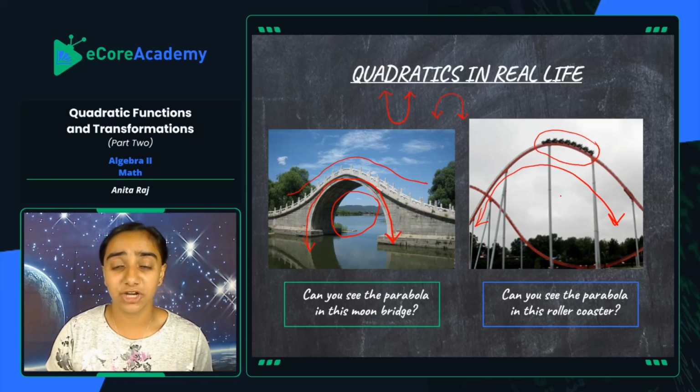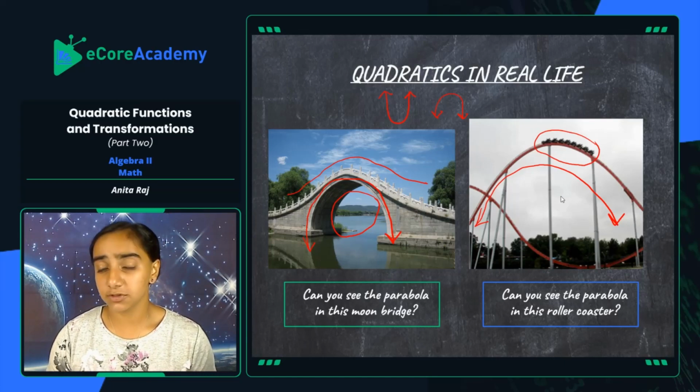So these are two quadratics in real life. If you see with the moon bridge, it looks like an inverted parabola. And with the roller coaster, it also looks like one.